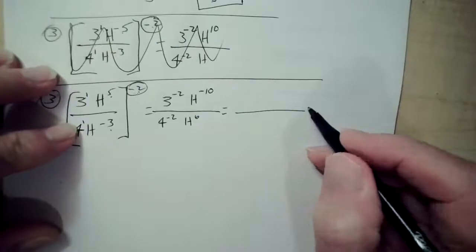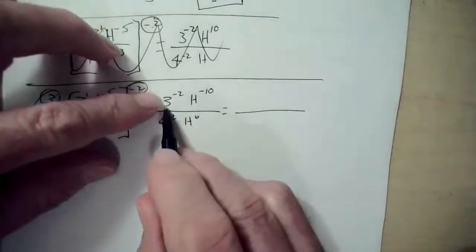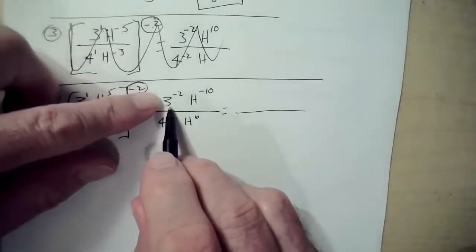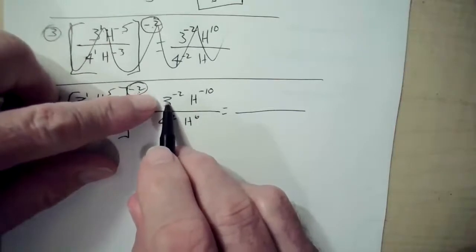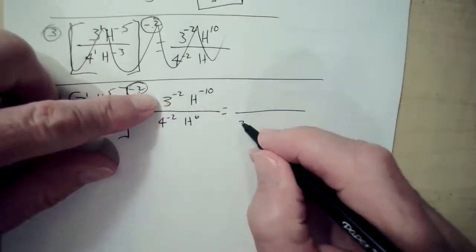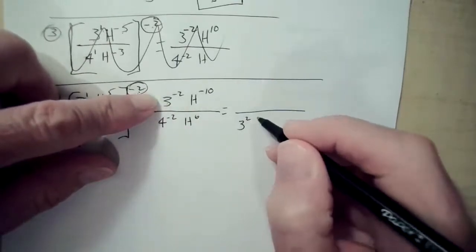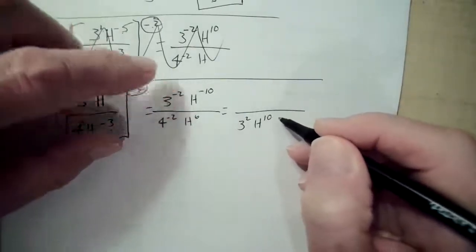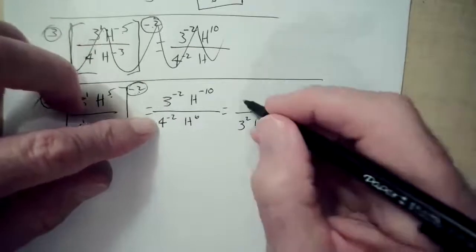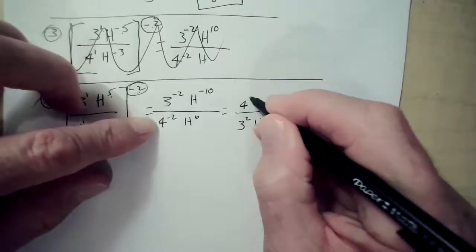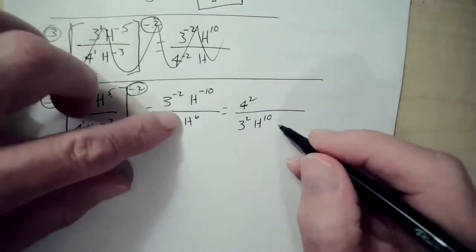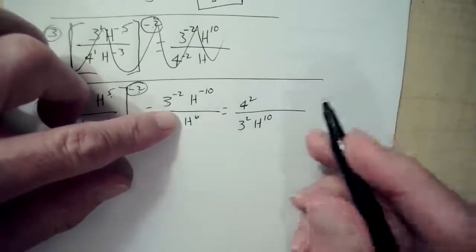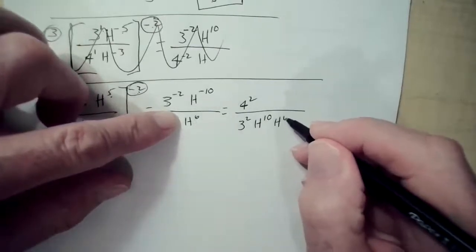Okay, and remember, when the exponents are negative, move them. Just take them one at a time. It's really very simple. Take them one at a time. 3 to the negative 2 goes to the denominator. H to the negative 10 goes to the denominator. 4 to the minus 2 goes to the numerator. And h to the 6, it's already positive, so it stays.